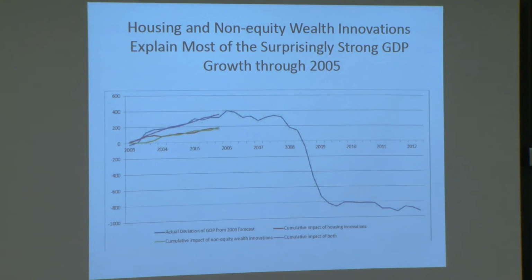Well, if we start with the innovation starting in 2003, the first quarter, and we look only at the innovations in housing and the non-equity component of wealth, each of them is positive, and when you sum them, they basically explain what was going on. That's all you need to look at to understand why the economy was growing so strongly in 2003, 2004, 2005. It was totally housing.